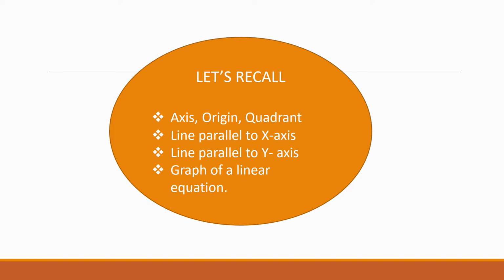The x and y axes divide the plane into 4 parts, each of which is called a quadrant. Next, the equation of the line parallel to the x-axis is y equal to b, and the equation of the line parallel to the y-axis is x equal to a, and the graph of a linear equation is a straight line.